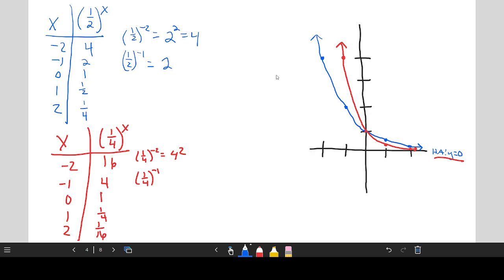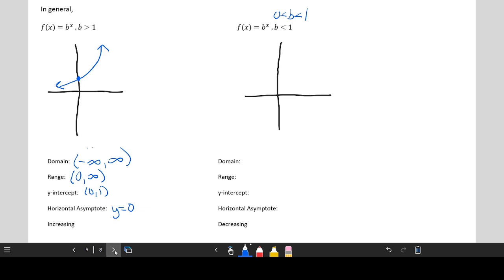The domain's still all real numbers. We still were able to plug any number in for x that we like. The graph goes forever left and right. And the range is the same as well. We had only positive y values for these as well. So really similar information for both types of bases. Same domain, same range, same y-intercept, same asymptote. It's just the base less than 1 is going to cause the function to decrease.